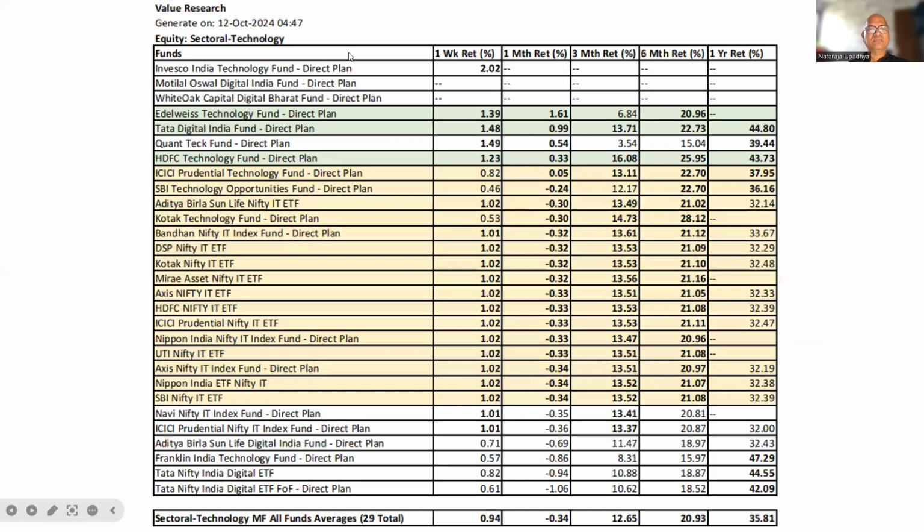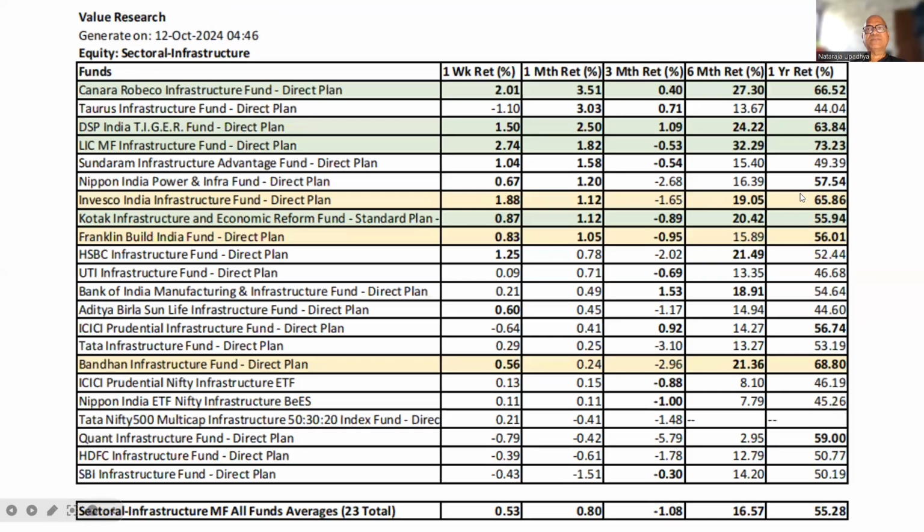We are moving to technology funds. There are 29 total funds, 0.94 for the week and not good for the month, 35.81 for annual, not good. And there are some in green. There are 3: Edelweiss Technology Fund, Tata Digital India Fund, HDFC Technology Fund. None are above 60% return. Is there any fund above 2% weekly return across green and amber? None. So it's an average situation.